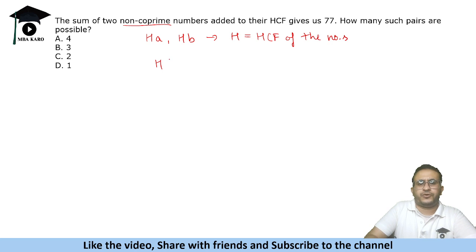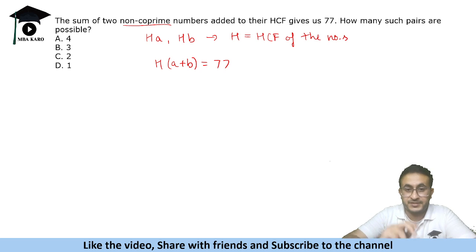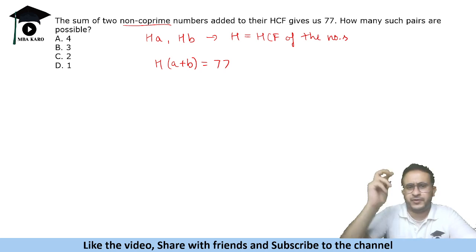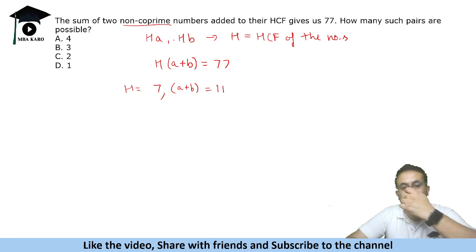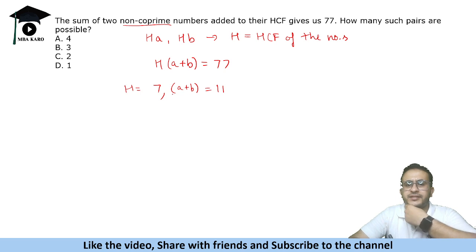So H of A plus B is equal to 77. Okay, so H of A plus B is 77. So if we take H is equal to, either H will be 11. If we take H is equal to 7, then A plus B is 11. So if H is equal to 7, A plus B is 11. Now these are non-coprime numbers. So we will have to find the values here.